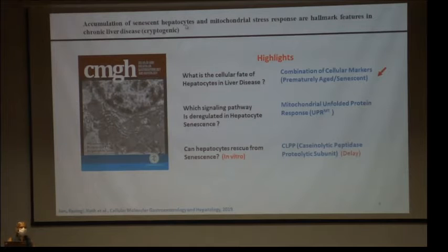Hold on for a minute, I'll come to the definition of a hepatocyte in the next slide. And we found that there is actually a mitochondrial stress response, and these are a hallmark feature of chronic liver disease, and we picked up cryptogenic because although they are thought to be burnt out NASH, not much is known about the cryptogenic. So these were the highlights.